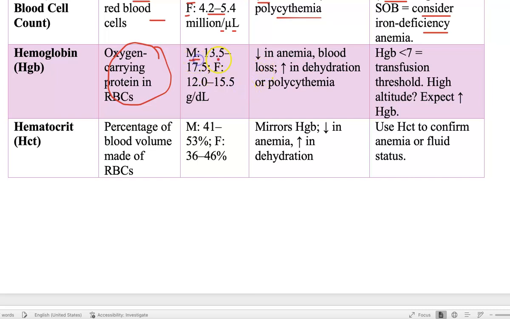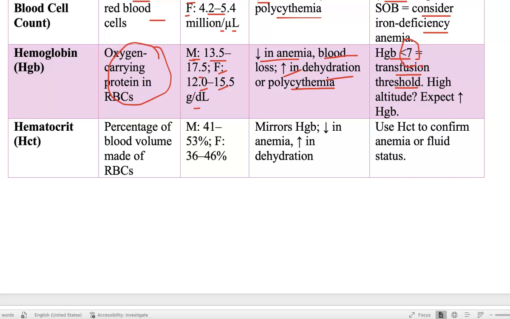So in male, the range is slightly different. It's okay to be 13.5 to 17.5. In female, 12.0 to 15.5 gram per dL. And then it is low in somebody with anemia, or if they lose blood for whatever reason. It is high in somebody with dehydration or polycythemia. Now, if hemoglobin is less than 7, transfusion is definitely necessary, but not for everybody though. Some people chronically stay here, okay?